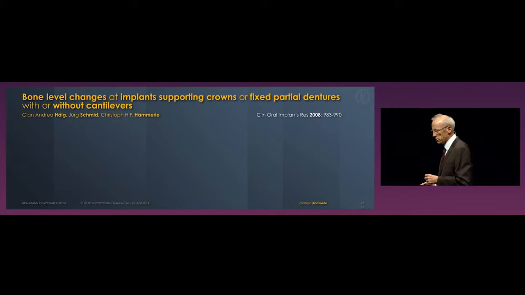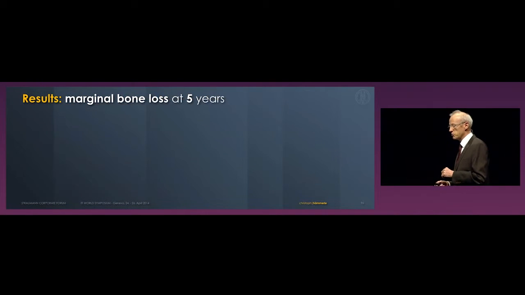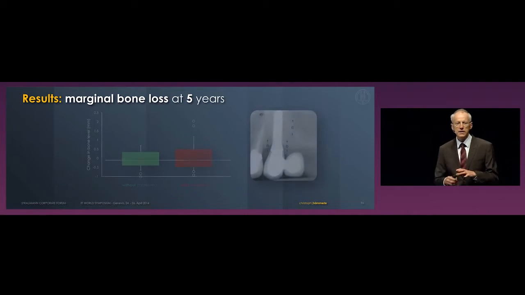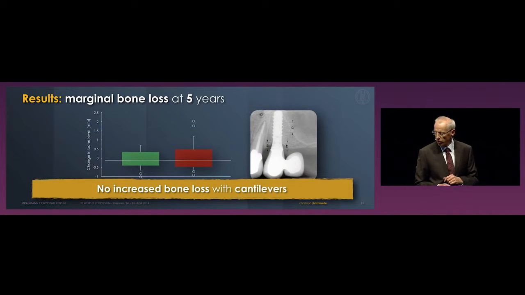John Andrea Held from our department, in the practice of Jürg Schmid, has done a study: 27 fixed dental prostheses with cantilevers compared to 27 without. With 5 years of observation time, he did not find a difference in survival or marginal bone levels. So no increased bone loss with the cantilevers.